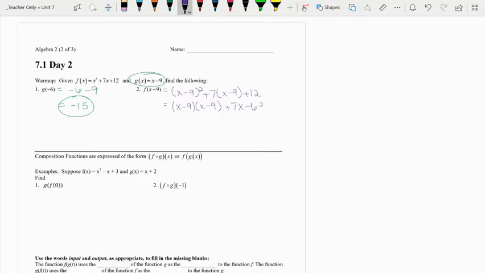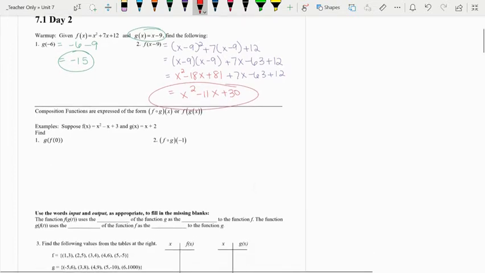And we get 7x minus 63 plus 12. The first part ends up being x squared, and this would be minus 18x and then plus 81. And then we have plus 7x minus 63 plus 12. Okay, the only thing left to do is combine like terms, right? So my final answer: we have x squared, then negative 18 plus 7, which is negative 11x, then 81 minus 63 plus 12 ends up giving us 30.